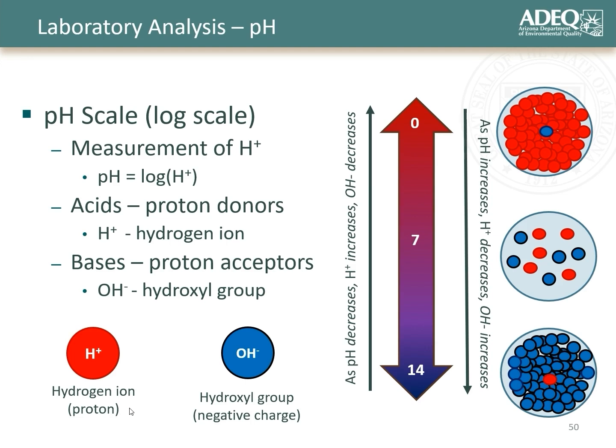That's what we call acidic, as I mentioned before. And as you have fewer hydrogen ions and more hydroxyl ions, that is more of a basic condition, which means a pH of a level higher than 7, up to 14. And that is your basic range we're talking about there.